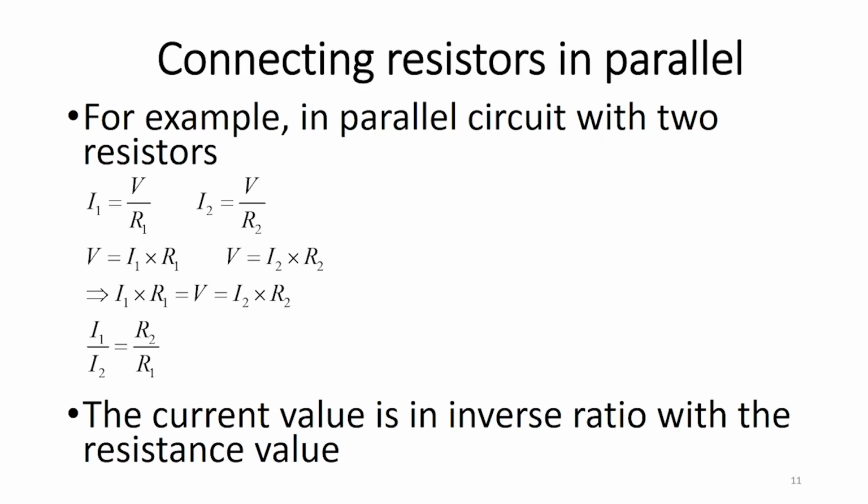For example, in a parallel circuit with two resistors, I1 equals V over R1 and I2 equals V over R2. V equals I1 times R1 and V also equals I2 times R2. That means that I1 times R1, which is equal to V, is also equal to I2 times R2. Dividing both sides of the equation by I2 and R1, we get I1 over I2 equals R2 over R1. The current value is in inverse ratio with the resistance value.